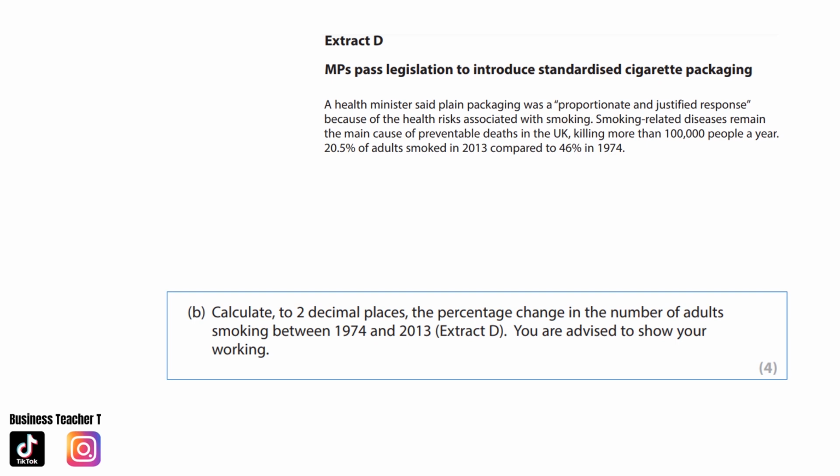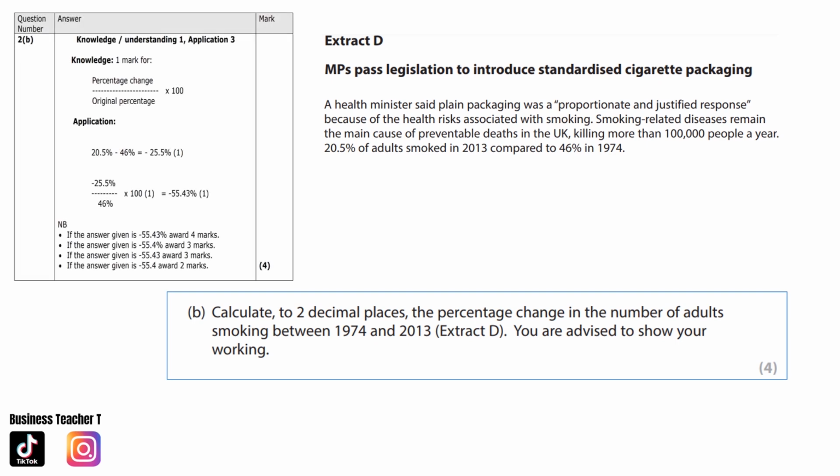Let's take a look at the mark scheme. So we know the formula for percentage change is new minus old divided by old times by 100, or percentage change divided by original percentage times by 100. So if we use the figures in the case study, we've got 20.5% of the adults that smoked in 2013 minus 46. That gives us negative 25.5%. And then we input that information into the formula, and we times it by 100, and that gives us negative 55.43%. Did you get it right?